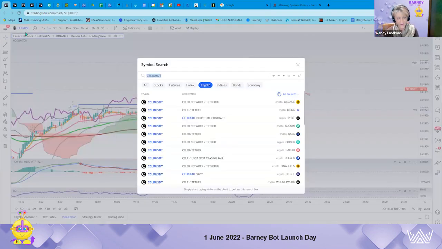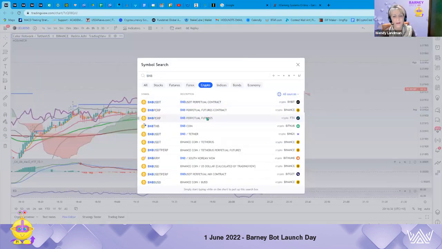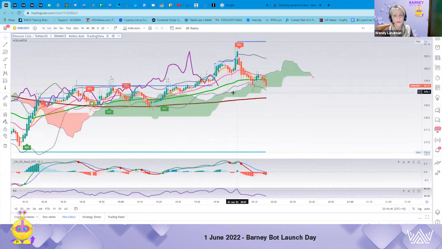Let's look at another one that came through. I'll look at BNB. Okay, so we'll also look at 1 minute. And again, it's going the wrong way. Okay, we're not going to find them right here. This is what we're looking for. You can see here, every time it hits the top, up or down, it's going to give you the signal.